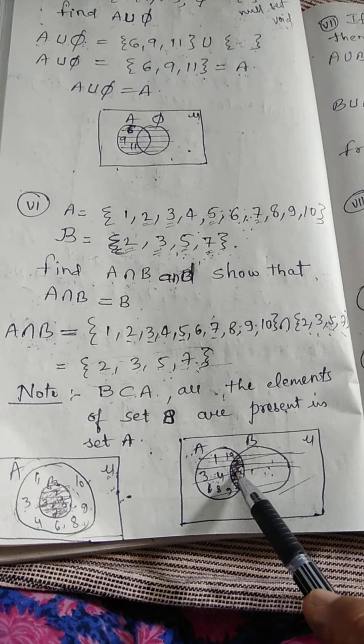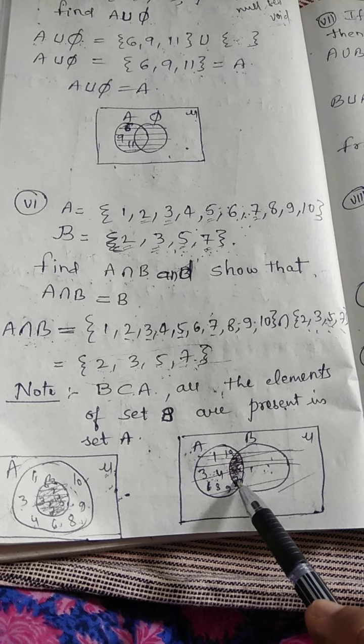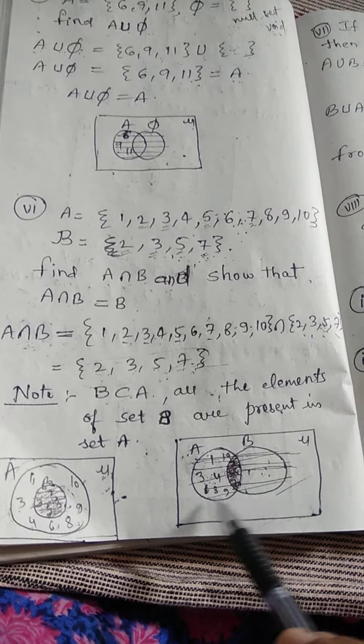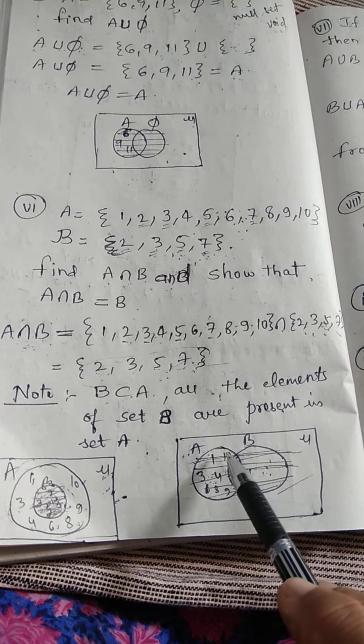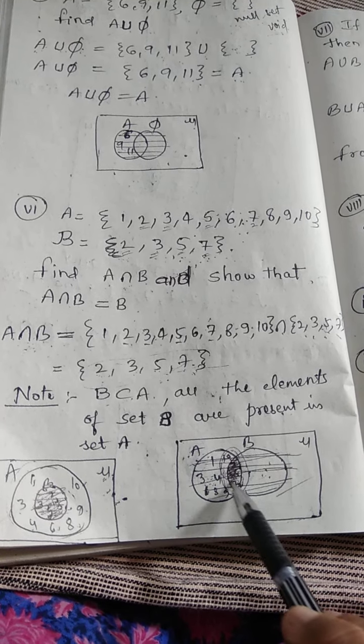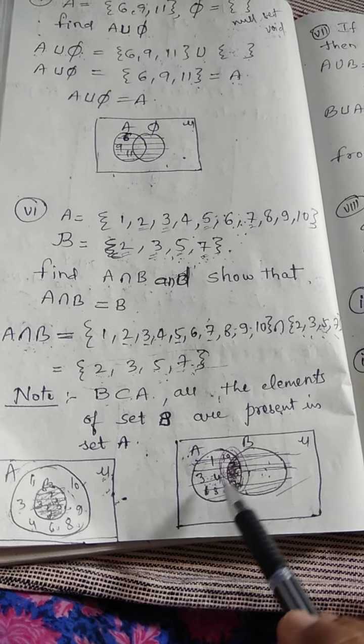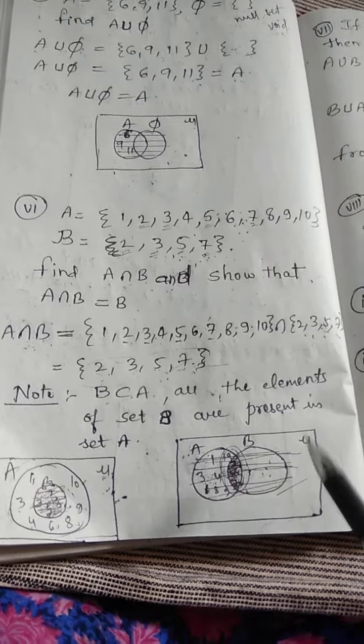Now shade this. Intersection means common elements, so shade only the common part. In union, you have to shade full. But in intersection you have to shade only this common part, because intersection shows the common elements and union shows all the elements.